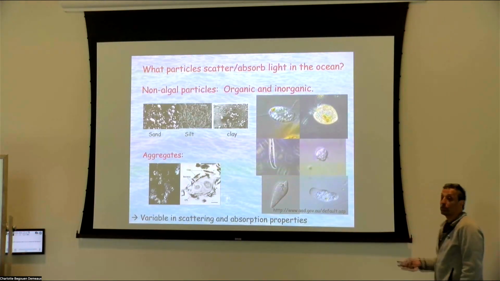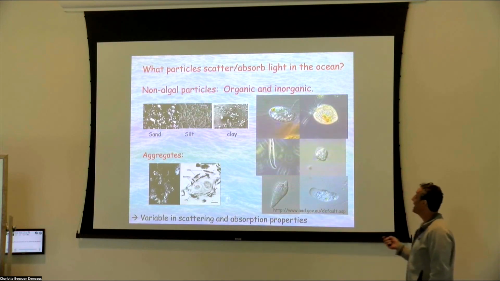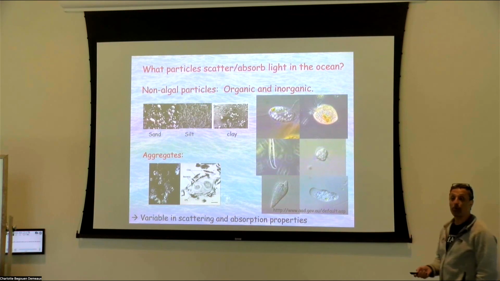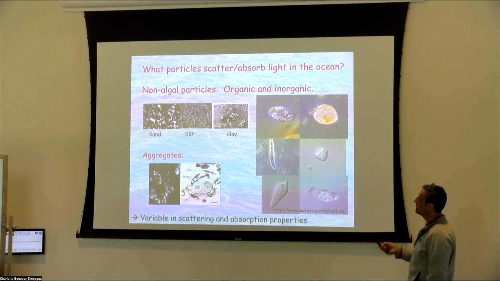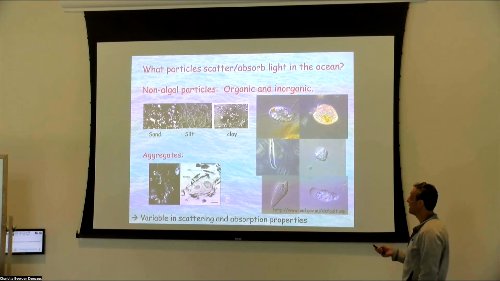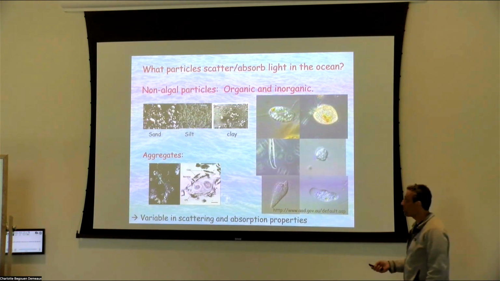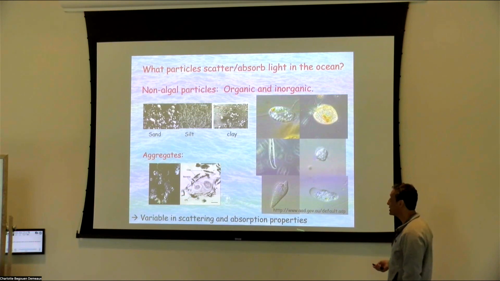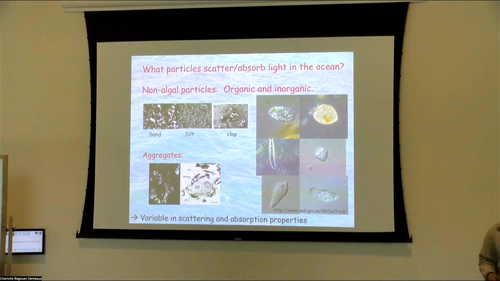We also have a whole bunch of non-algal particles. Those might have pigments that they got from the phytoplankton or not. And we have sand, silt, clays, everything that's inorganic, and aggregates, some mix of both, or mostly water but with stuff in it. So we expect again that they will influence the optical properties, and the optical properties will be very different depending on which one is here.